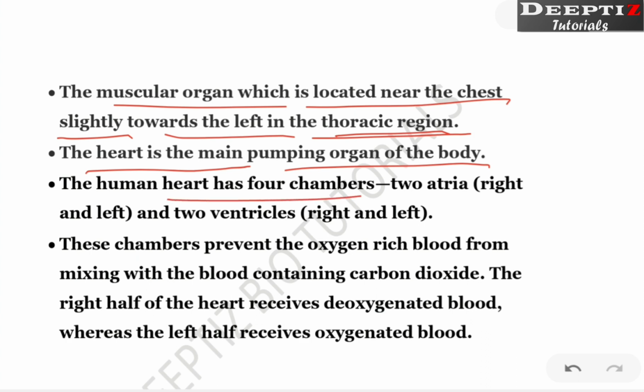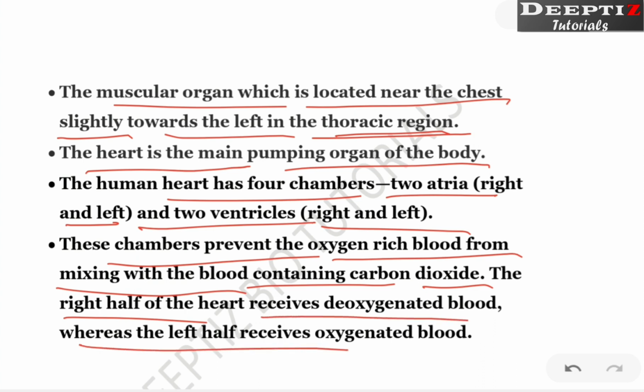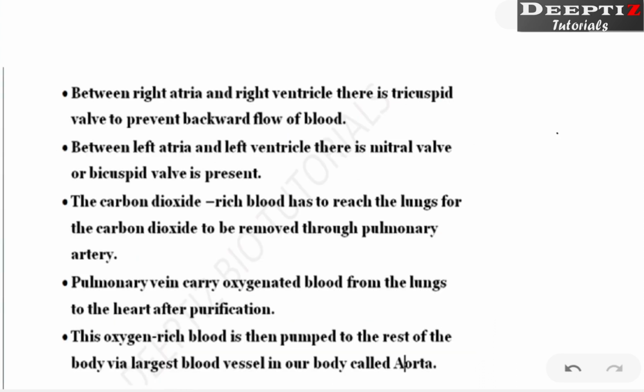It has 4 chambers, 2 atria right and left and 2 ventricles right and left. These chambers prevent the oxygen rich blood from mixing with the blood containing carbon dioxide. That means it prevents mixing of pure and impure blood. The right half of the heart receives deoxygenated blood, whereas the left half receives the oxygenated blood. These all facts we have already discussed.